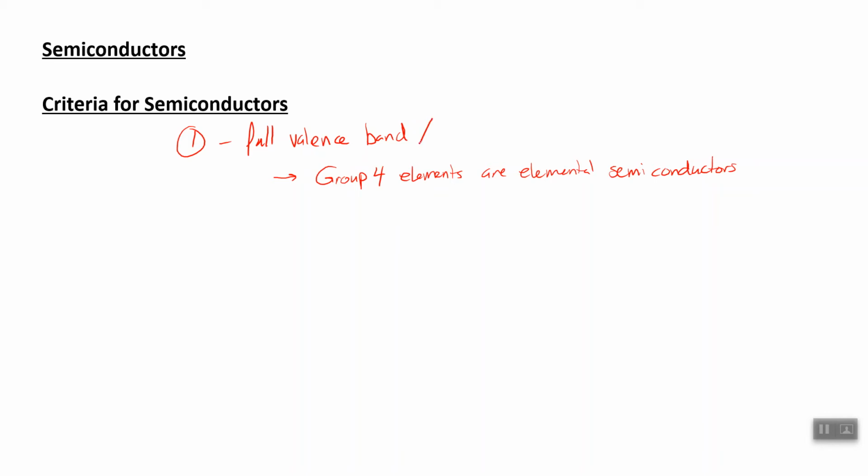So full valence band, and I guess I should say empty conduction band as well. That's also an important criteria. Right? So group 4 elements are great for this because they have exactly half the electrons they need. So they put all their electrons in the valence band, they leave the conduction band empty.